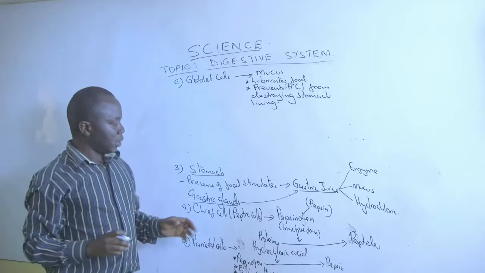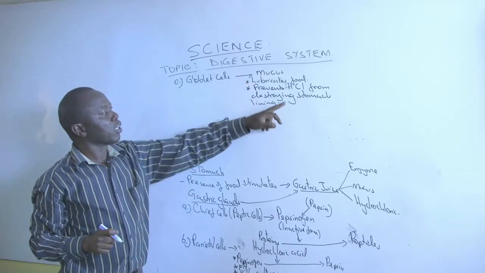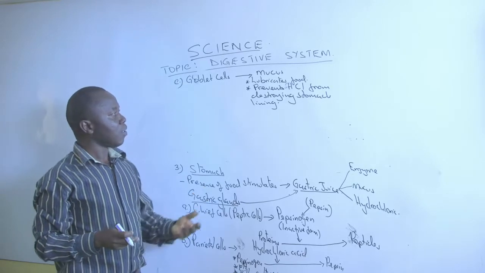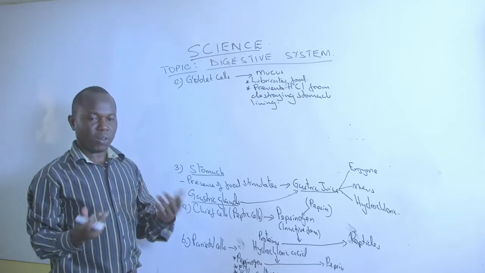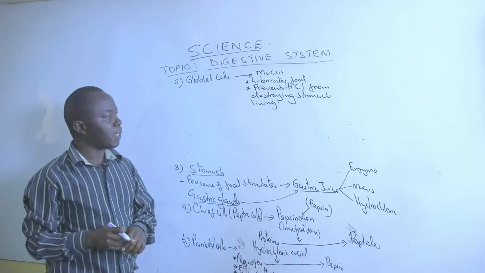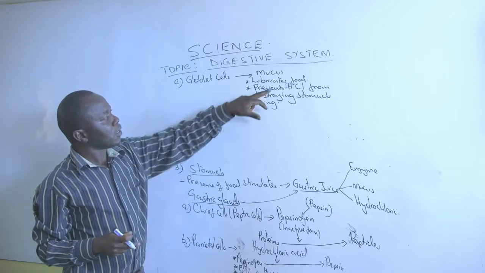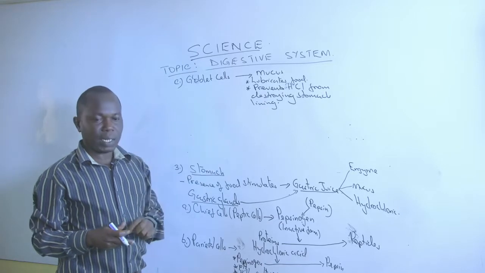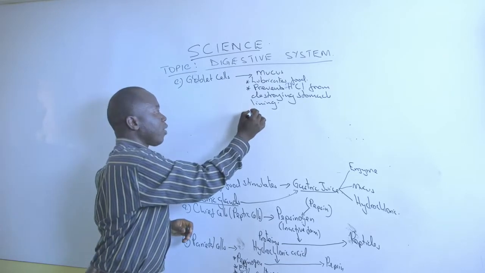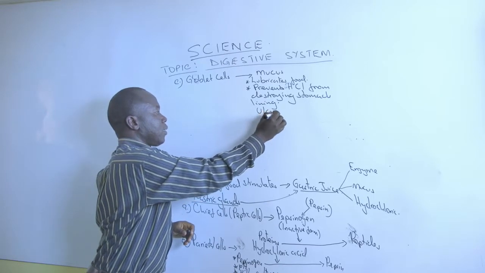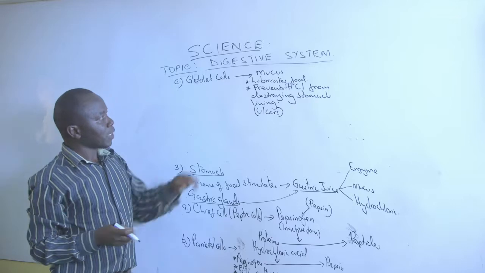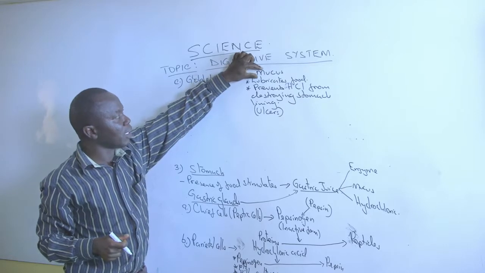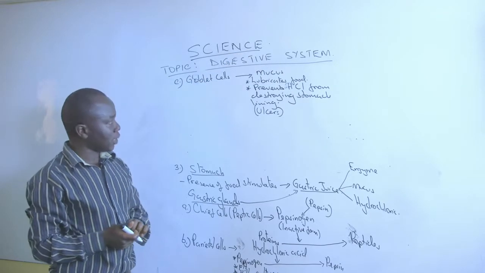Sometimes it happens that there's not enough mucus, or there's excess hydrochloric acid being produced by the gastric glands, especially if somebody is stressed, or if somebody goes without food for a very long time. You'll realize that HCl will start to attack the stomach lining, and in the process one can develop ulcers. But most of the time it does not happen like that, because we have a protective lining in form of mucus.